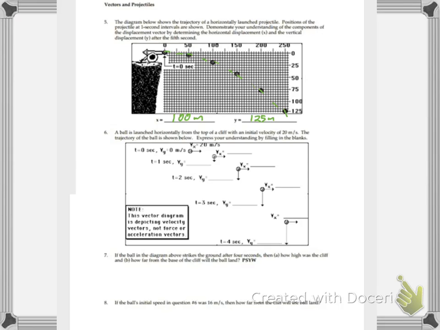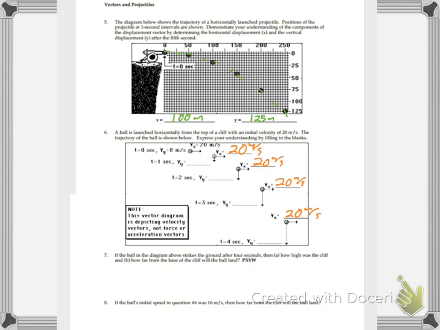We know that the velocity in x never changes. So all of these, the velocity in x, they're all 20 meters per second. And that velocity does not change because there's no forces acting on it in the x direction.